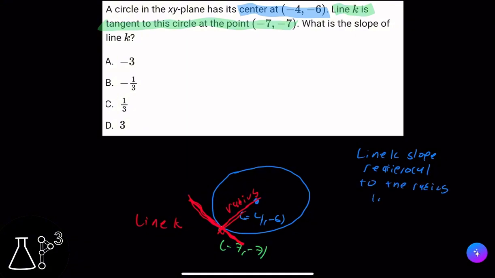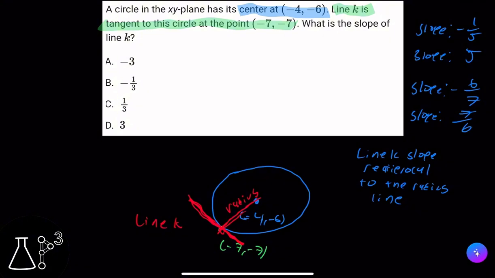So you might be asking, what does reciprocal mean exactly? Well, if I have a slope of -1/5 on one line, the reciprocal slope would be the opposite sign, so positive, and the fraction flips as well, so +5. And if I do another example, slope of -6/7, the reciprocal of the slope is 7/6. If you switch the slopes reciprocally, you're going to get perpendicular lines. So line K and the radius line need to be reciprocal in order to create perpendicular lines.